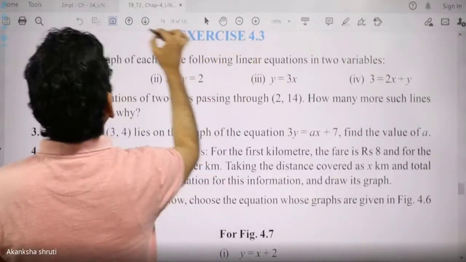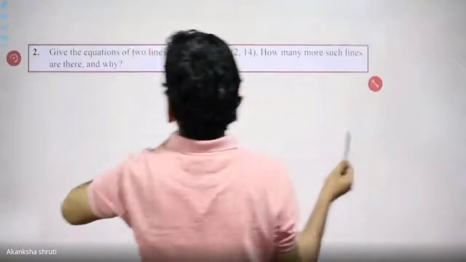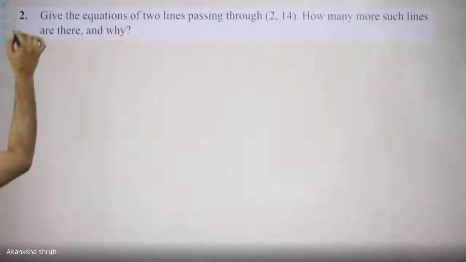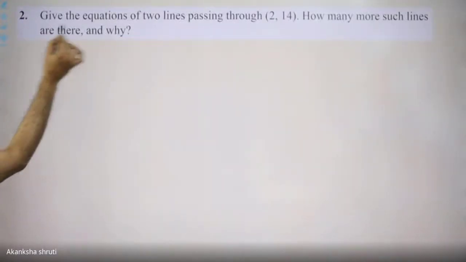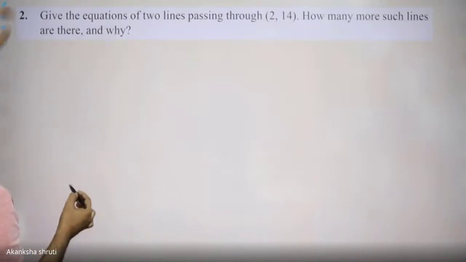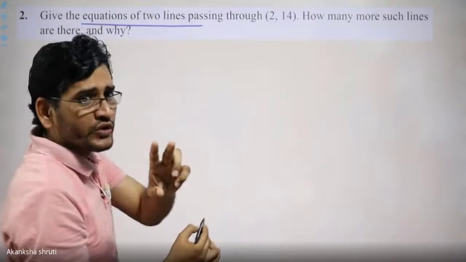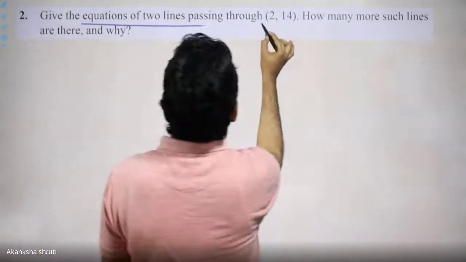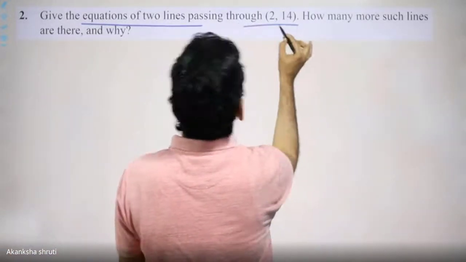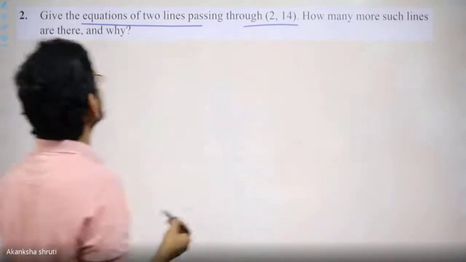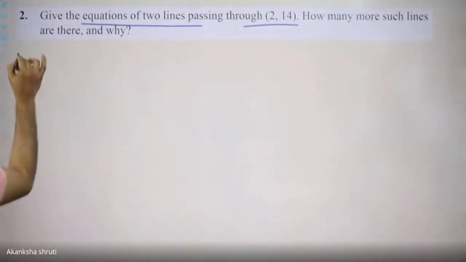Students, let us take this on our board. Though it is nothing new, many a time students get confused in this question. Students, let us consider the question of our textbook. Give the equation of two lines, means the two equations that we have to write, which are passing through (2, 14). How many more such lines can there be?